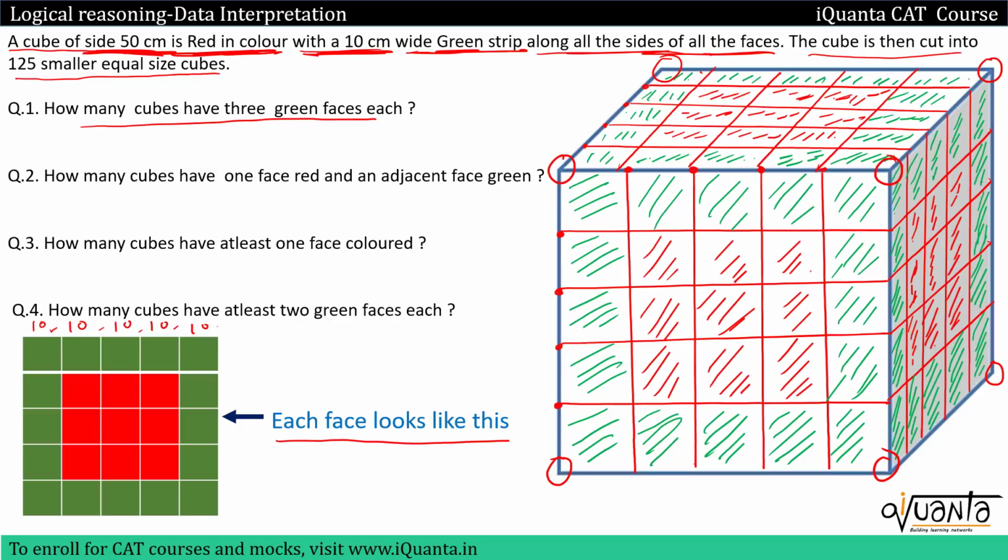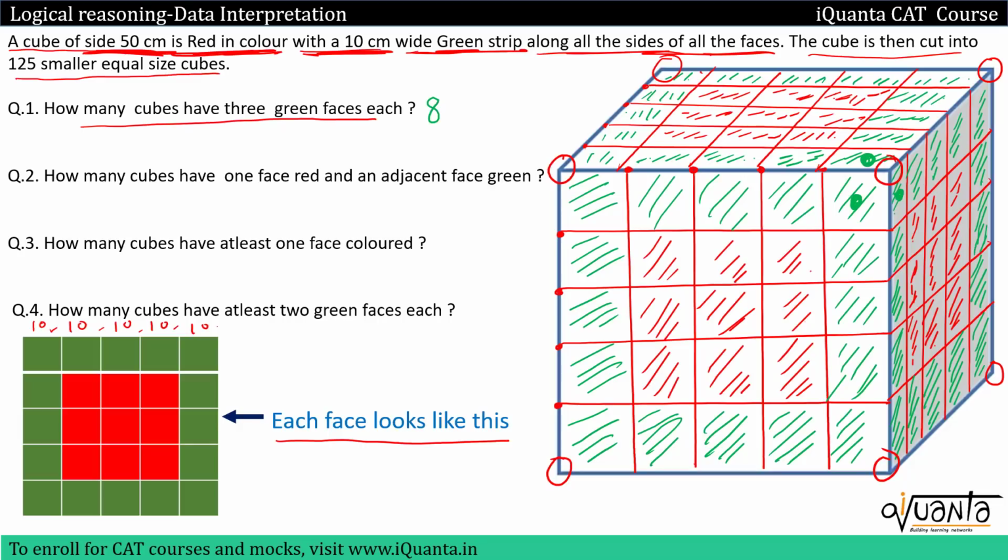We can see that all the cubes in the corners will have 3 green faces. So 1, 2, 3. All the corners would be exactly the same like this. So I can say that there are 8 corners, hence 8 cubes having 3 green faces. So the answer to the first question would be 8.